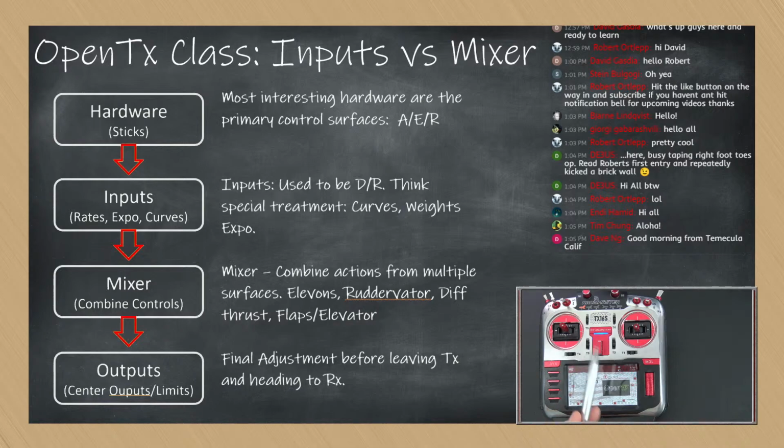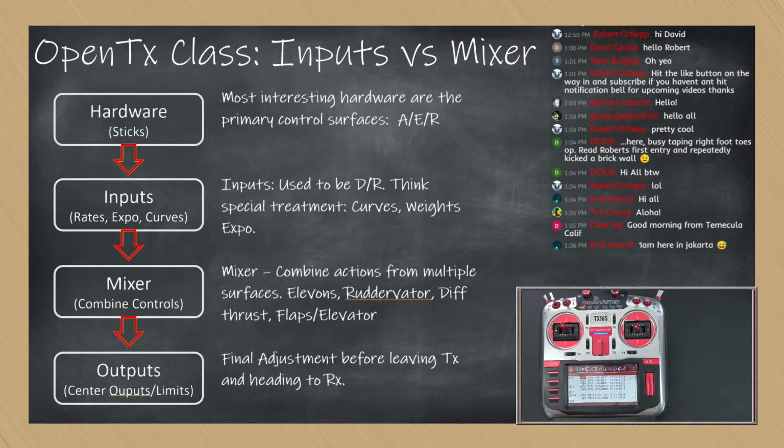So in the inputs, they actually used to call this dual rates in OpenTx. So way back when, the input screen, they didn't call it input, they called it dual rates. But the problem was they only had like 4 fields: aileron, elevator, throttle, and rudder, and it caused confusion. So somewhere around 2.0, 2.1, somewhere in there, they upgraded it and called it inputs.